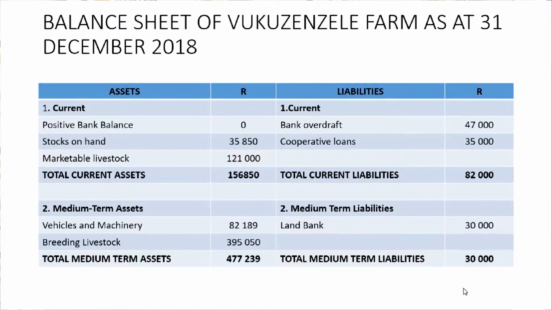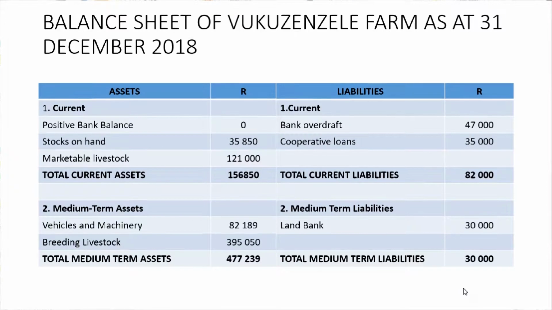Going back to the liabilities. The current liabilities were bank overdraft, which amounted to 47,000, and loans obtained from cooperative, which was 35,000. The total current liabilities were 82,000 rands.